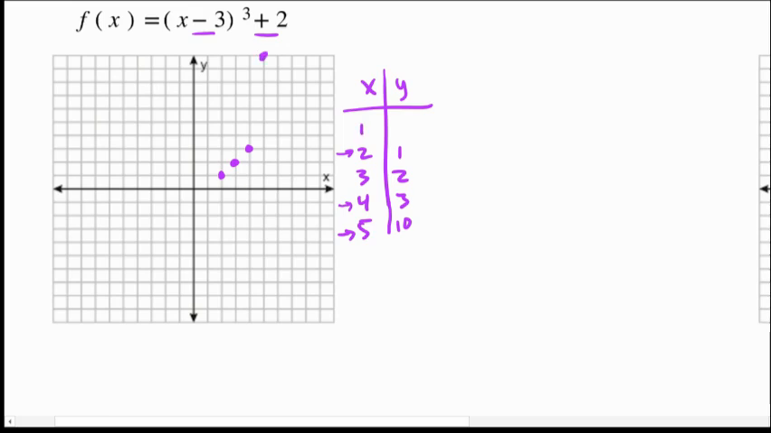And if I plugged in 1, 1 minus 3 is negative 2, negative 2 cubed is negative 8, plus 2 is negative 6. So 1, 2, 3, 4, 5. And so my cubic function should look a little something like this with those x and y values.